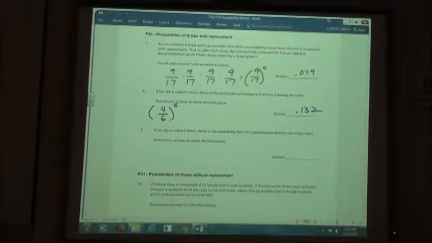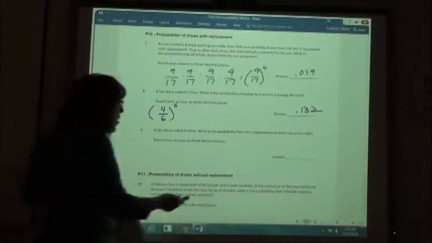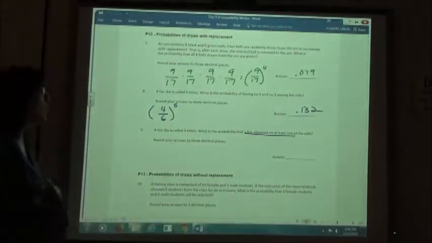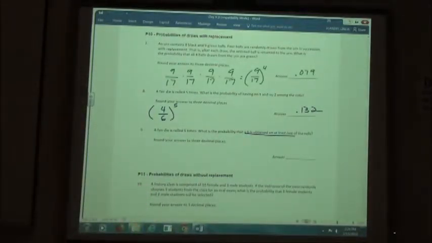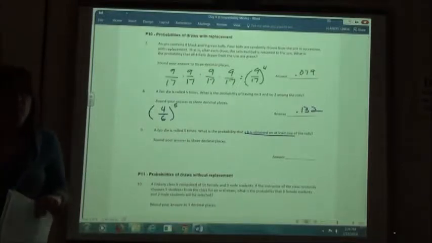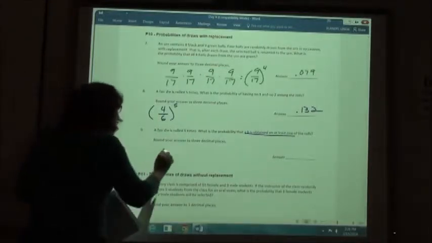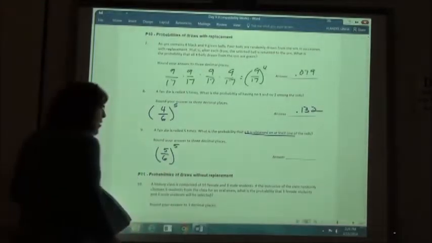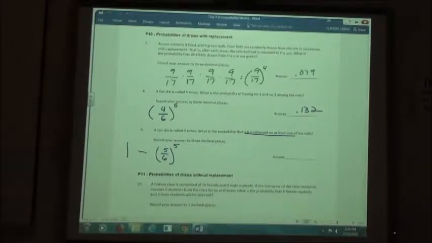A fair die is rolled 5 times again. What is the probability that a 6 is obtained on at least one of the rolls? So on this one, because it would be hard to figure out the at least one of the rolls, what we want to do is figure out if it's not going to be a 6, and then we're going to take 1 minus that value. 1 would be 100% chance, and so if we do 1 minus, so if I'm not going to get a 6 on my roll, I have a 5/6 chance of not getting a 6, right? So I would have 5/6 to the 5th power. I'm going to do 1 minus that answer since I actually want to get a 6 on one of my rolls.